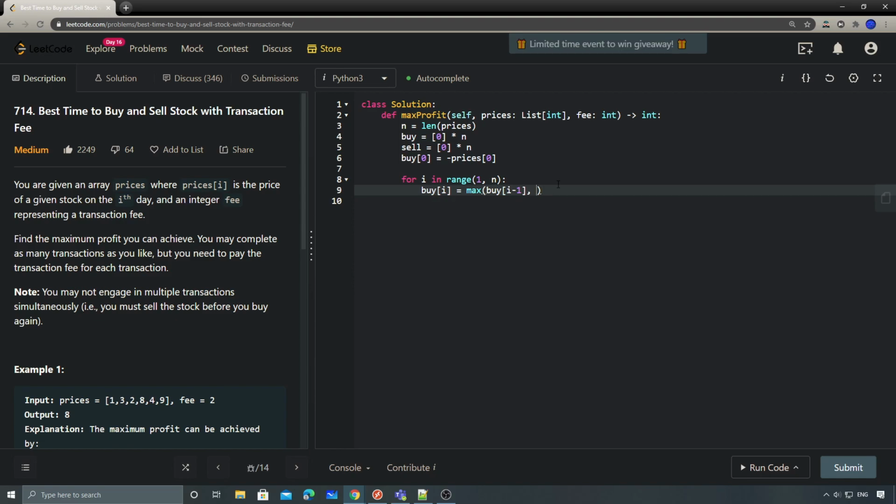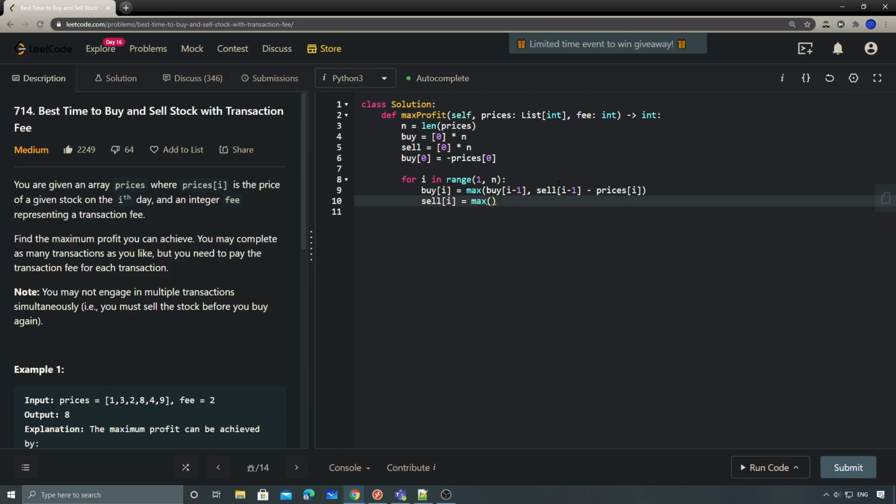And the last transaction is still a buy. And if we decide to buy at the current state, it means that we have to somehow sell before, which means there's going to be sell I minus 1, and then we subtract the price of the current day, right? So similarly, if we want to sell at the I state, right?